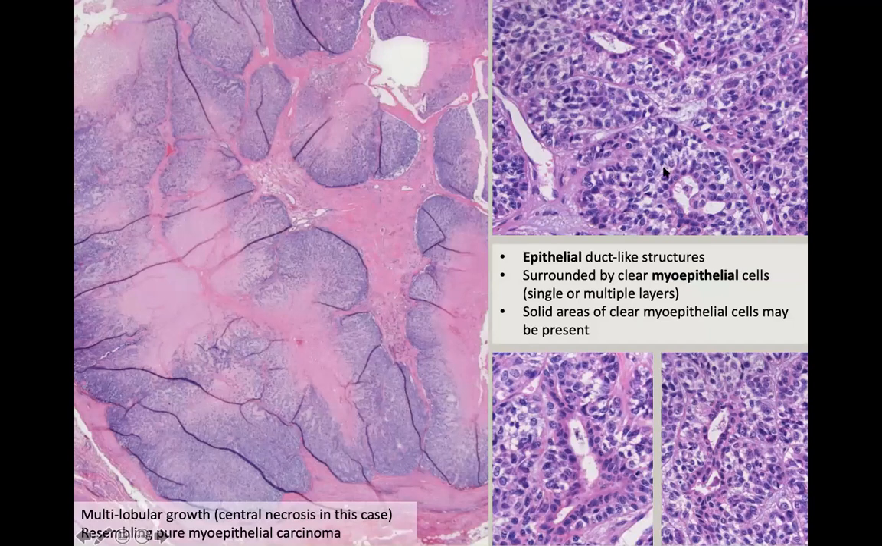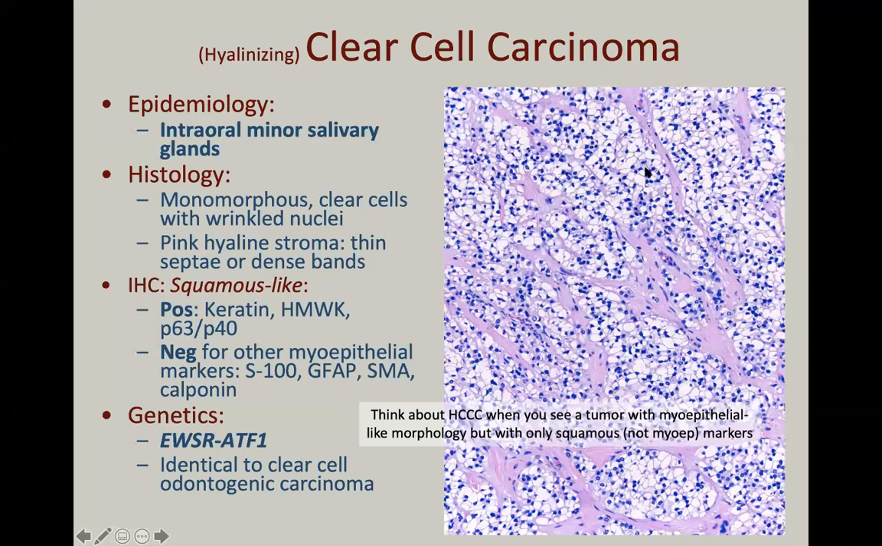You can see here these sheets of solid cells. These are actually the myoeps. And the only epithelial cells are these occasional ducts, as you can see here. These are generally high-grade carcinomas. They generally have central necrosis and an infiltrative growth pattern. So that's epi-myoep. Pretty rare, but you may see it on occasion.